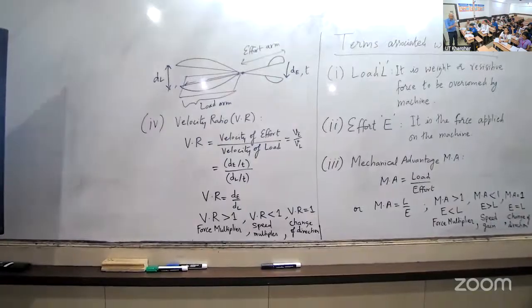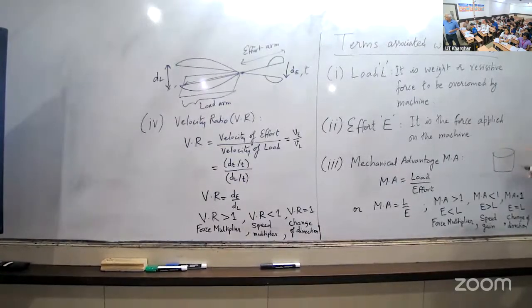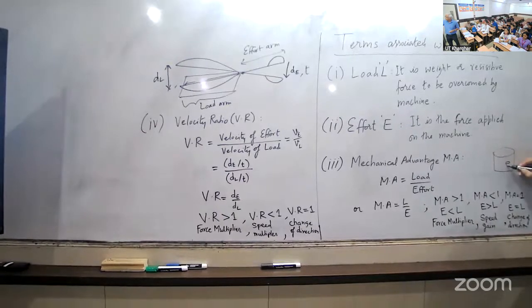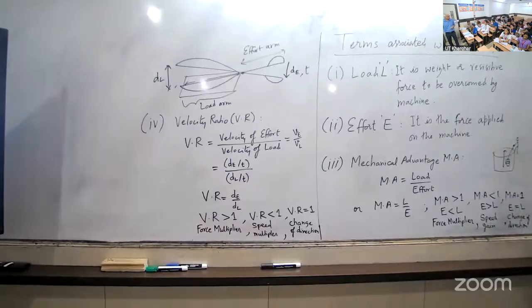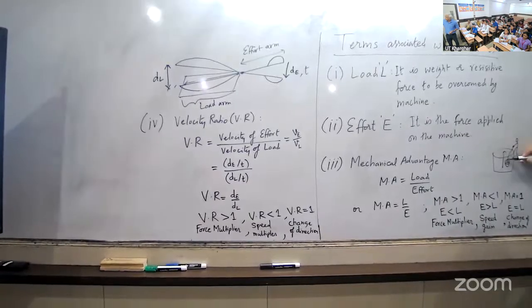So what is change of direction? I will just tell you. So let us say you have a pulley. Somebody is lifting a load directly, like pulling up a bucket full of water from the well. Let us say you directly pull this up. So will it be convenient? Pulling a bucket from a well like this directly, will it be convenient? No. Now if I put it over a pulley, right?